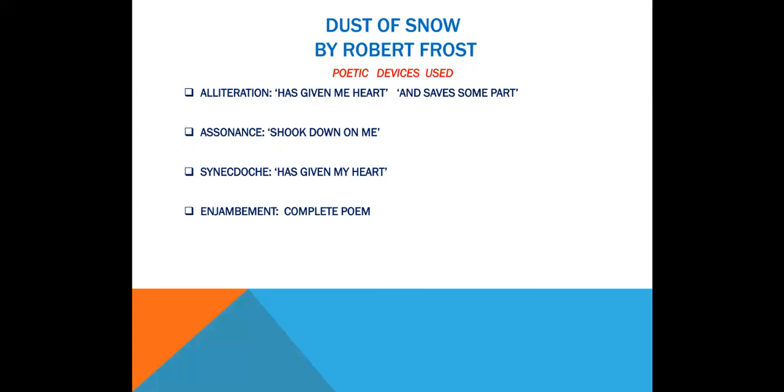Then we have assonance. Assonance means when a particular vowel has been used more prominently. For example, you can see that in the second line, 'shook down on me', the prominence of the vowel O there. So we have assonance there.